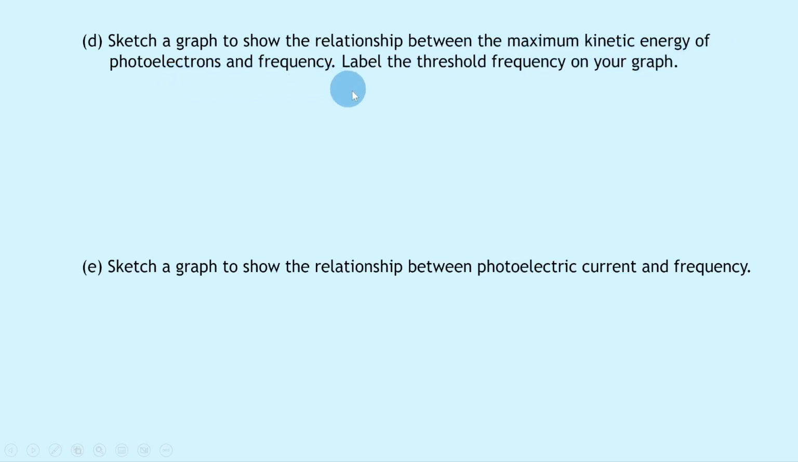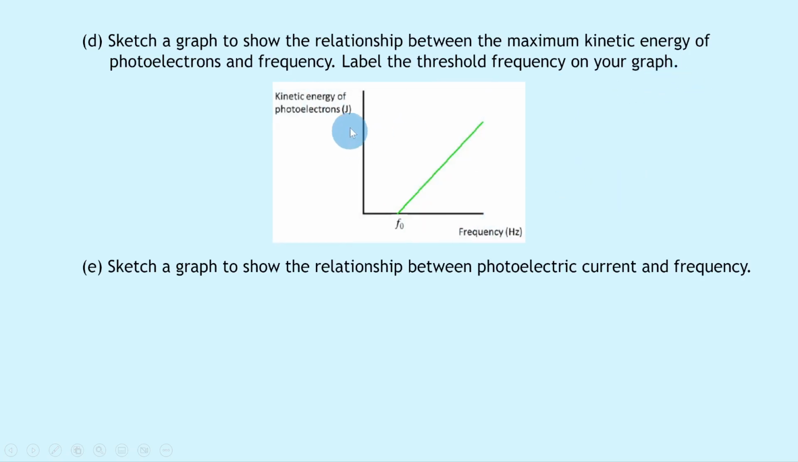Part D says to sketch a graph to show the relationship between the maximum kinetic energy of photoelectrons and frequency. Label the threshold frequency on your graph. Well, your graph should look something like this, with maximum kinetic energy of the photoelectrons on the y-axis against frequency on the x-axis, and you'll notice I've labelled the threshold frequency down here at some distance away from the origin, and that's to show that photoemission will only take place above the threshold frequency, and your graph needs to show a straight line relationship above the threshold frequency, which shows us that as frequency increases, the maximum kinetic energy of the photoelectrons will also increase.